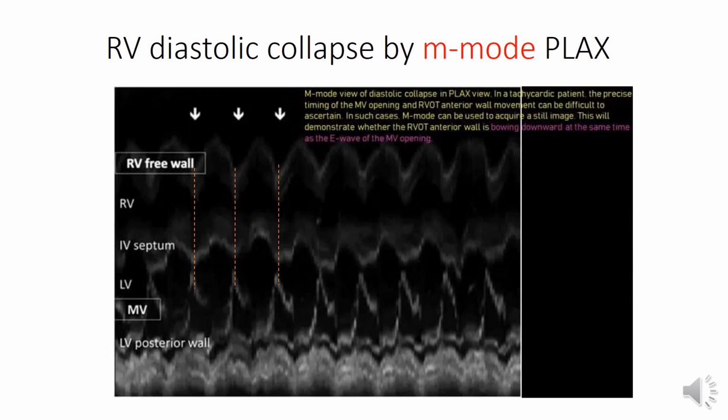Another method to assess the RV free wall collapse during diastole is putting a cut section at the parasternal long axis view at the level of the mid ventricle, at the level of the mitral valve leaflet, and mitral valve open at diastole. So during mitral valve opening, if you look at the RV free wall and get this indentation or collapse, this means that there is diastolic collapse of the RV free wall.